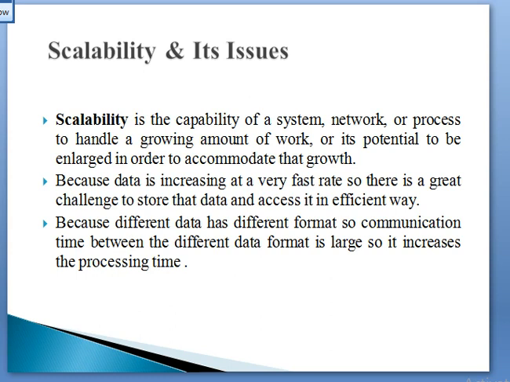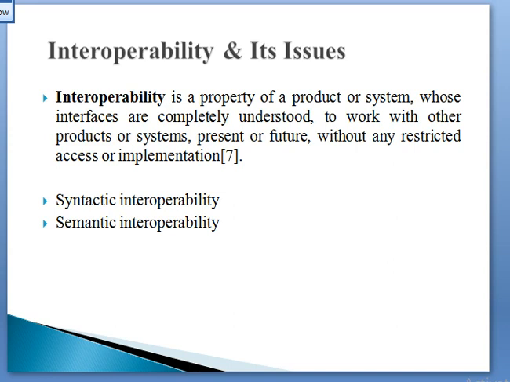Because data is increasing at a very fast rate, there is a great challenge to store that data and access it in an efficient way. Because different data has different formats, communication time between the different data formats is large, so it increases the processing time. And second is the interoperability issues. Suppose the data is in different formats, so we have to convert the data from one format to the other. So it is the main issue for big data analysis.